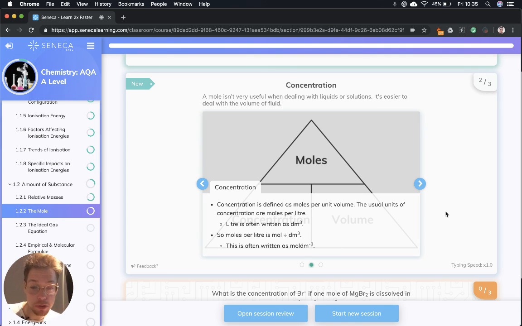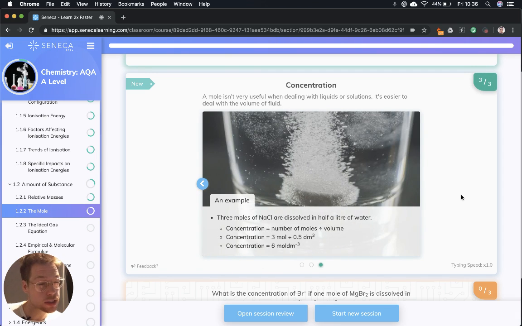Concentration is defined as moles per unit of volume. The usual units of concentration are moles per liter, and in chemistry we write liters as dm3. So moles per liter is moles divided by dm3. This is often written as mol dm to the minus 3. So that equation again: moles is concentration times volume, which gives concentration in moles per liter by dividing moles by volume.